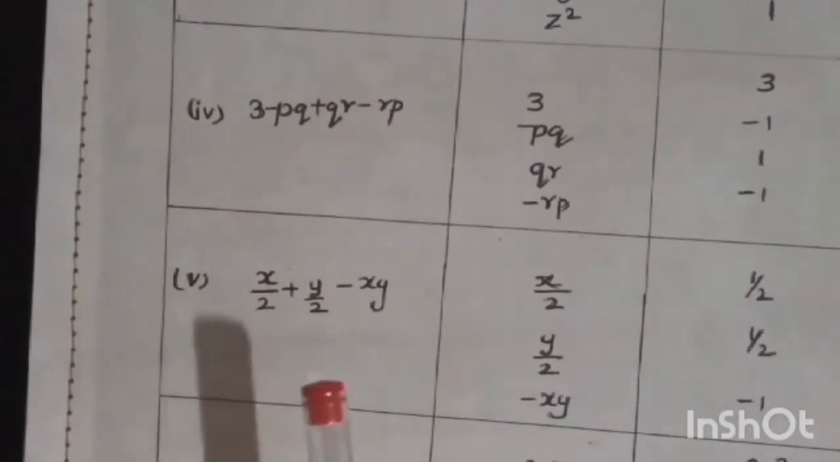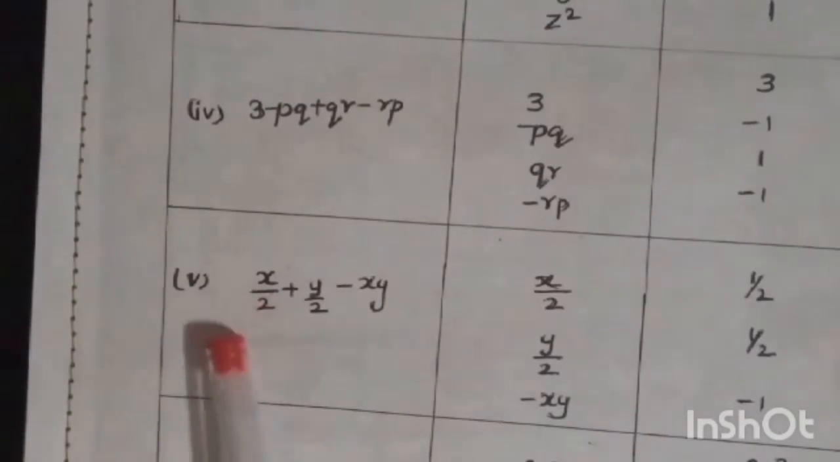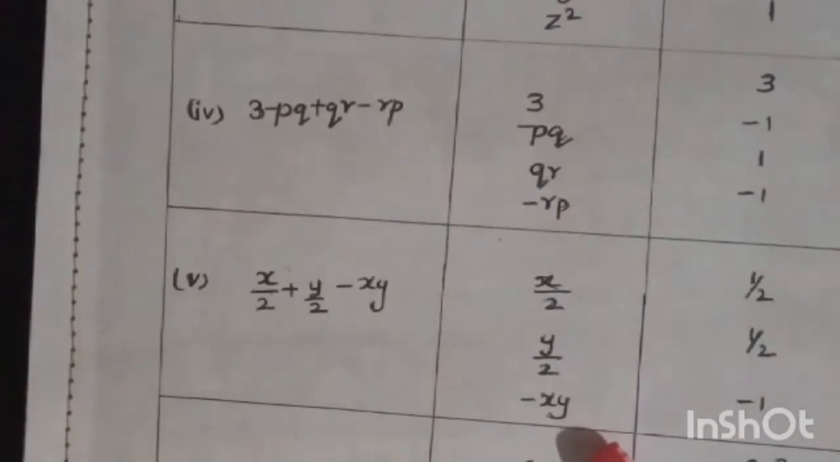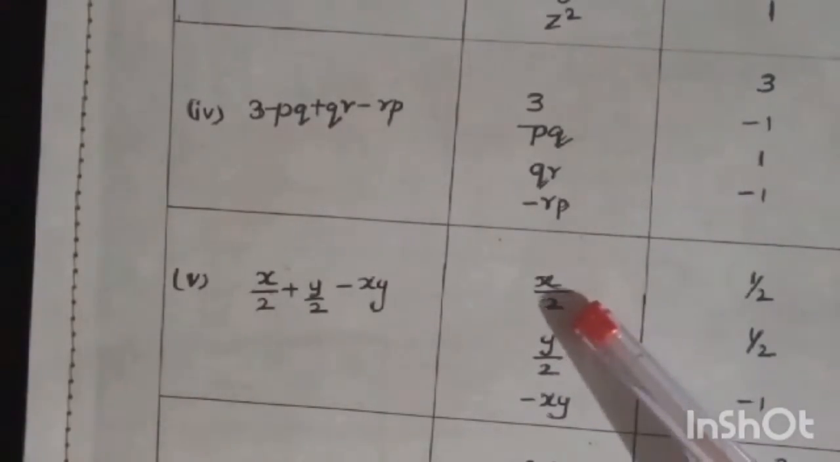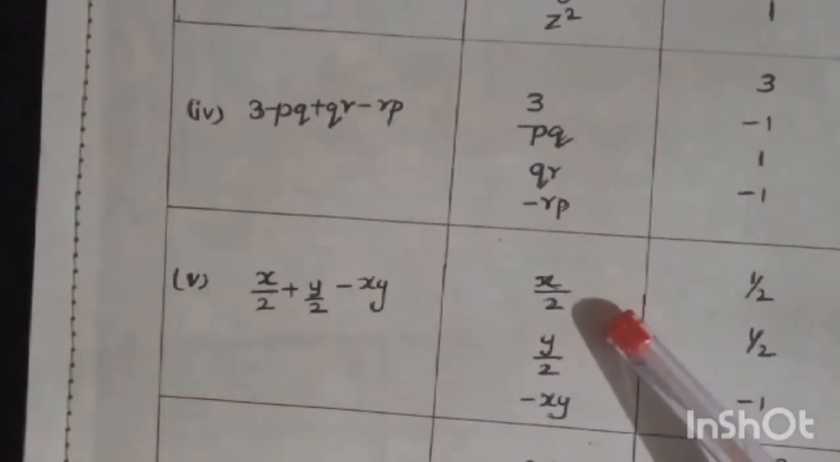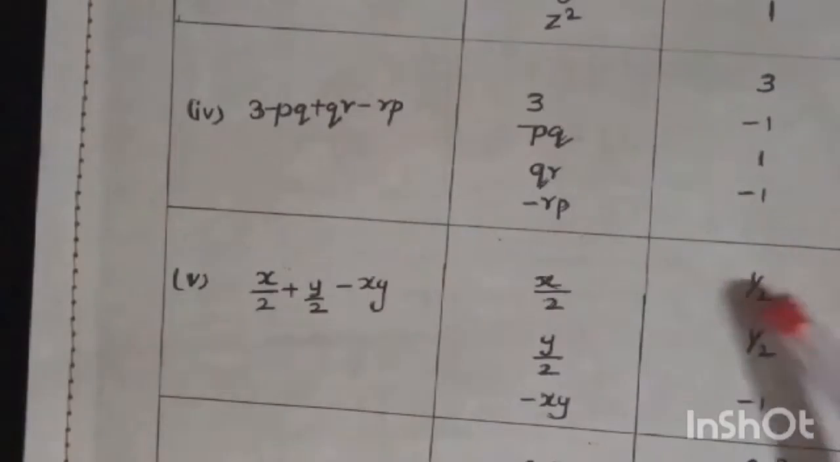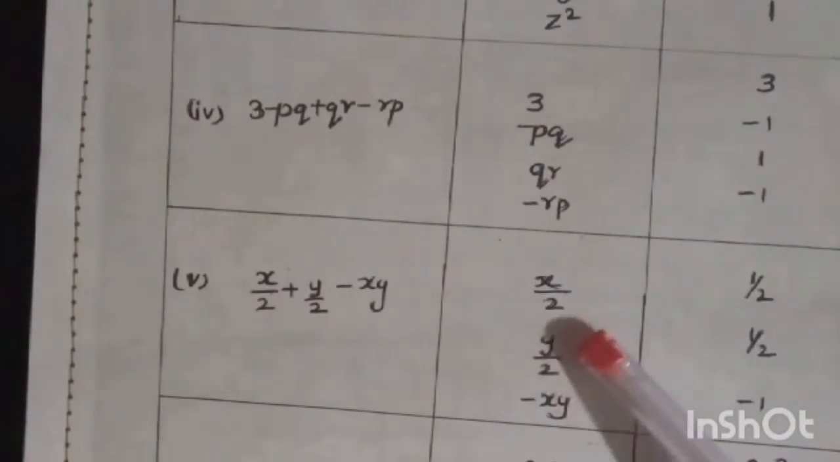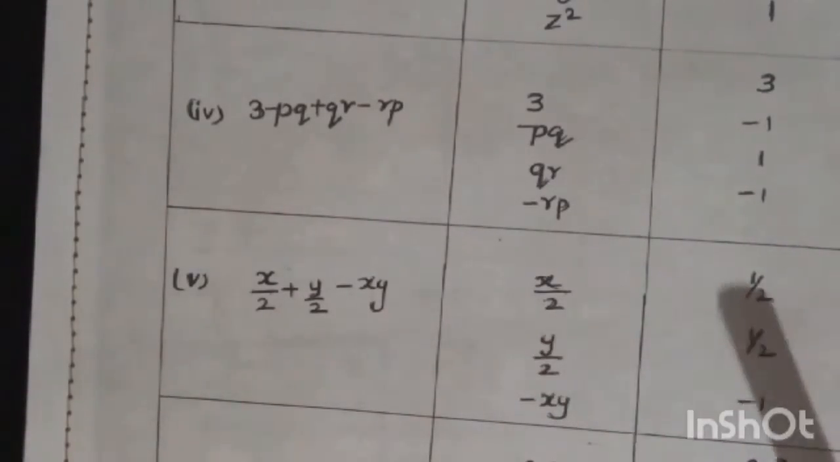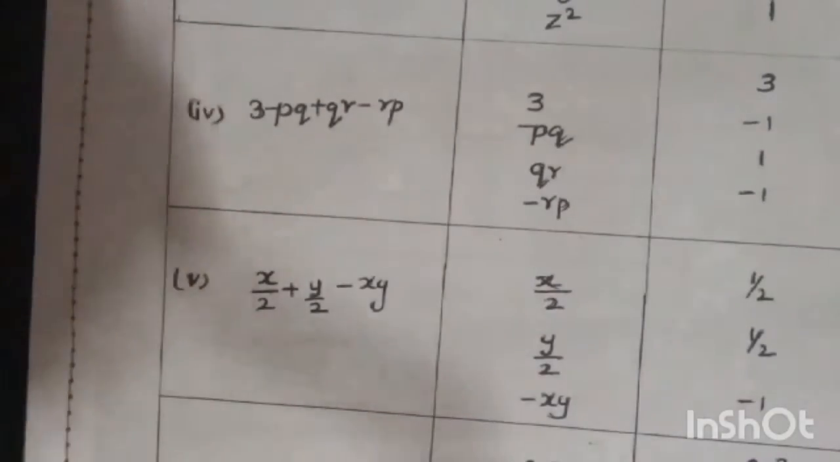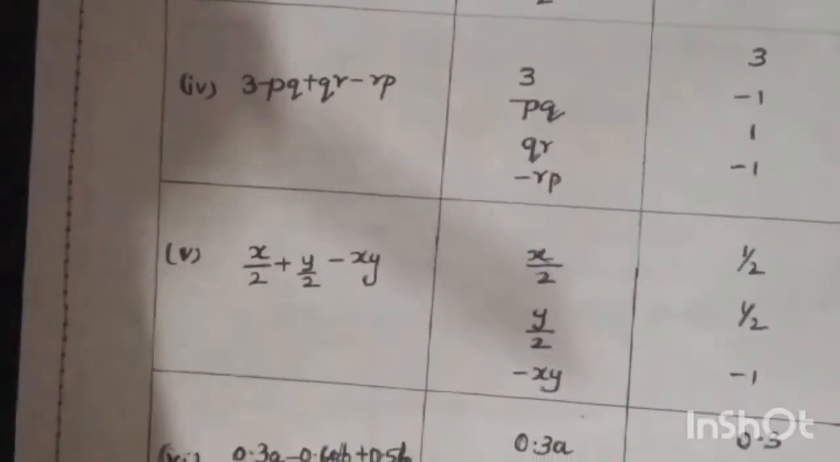X by 2 plus y by 2 minus xy. Here x by 2 is one of the terms, y by 2 is another term, and minus xy is the other term. See, it is written in the second column. Now tell me what are the coefficients. Here it is x by 2. x by 2 is the same as 1 by 2 into x. So 1 by 2 is the coefficient of x by 2. 1 by 2 into y is y by 2, so 1 by 2 is the coefficient of y. Here negative xy. Negative xy means minus 1 into xy. So the coefficient is negative 1.